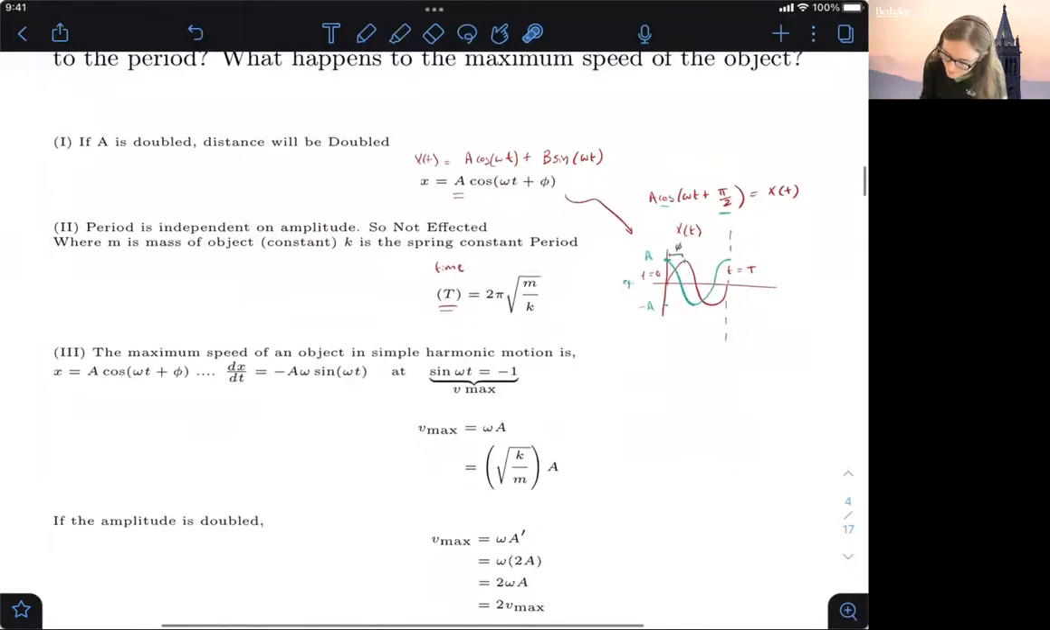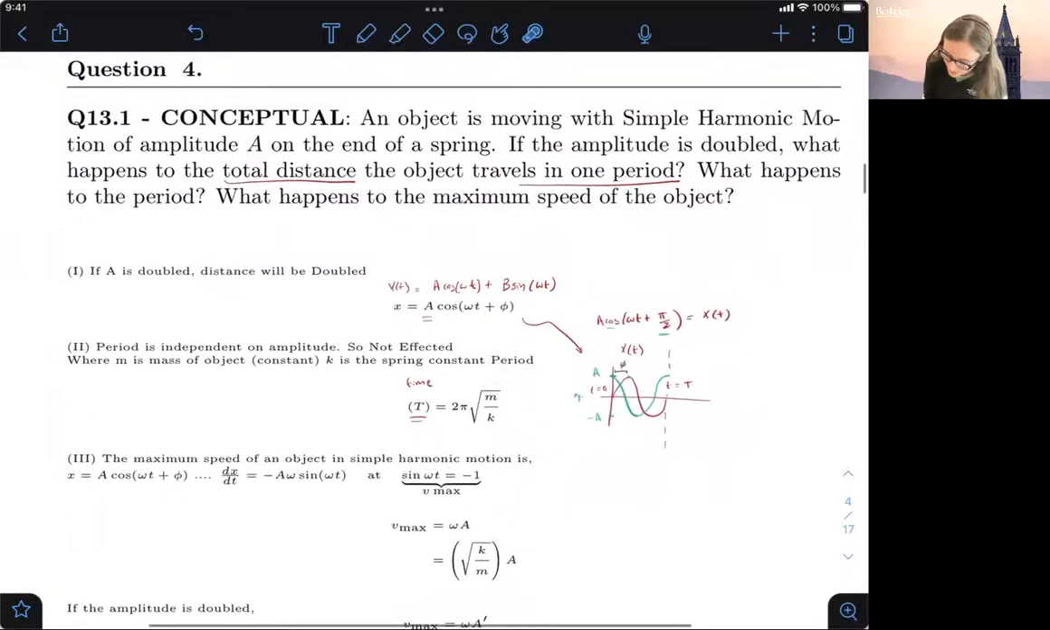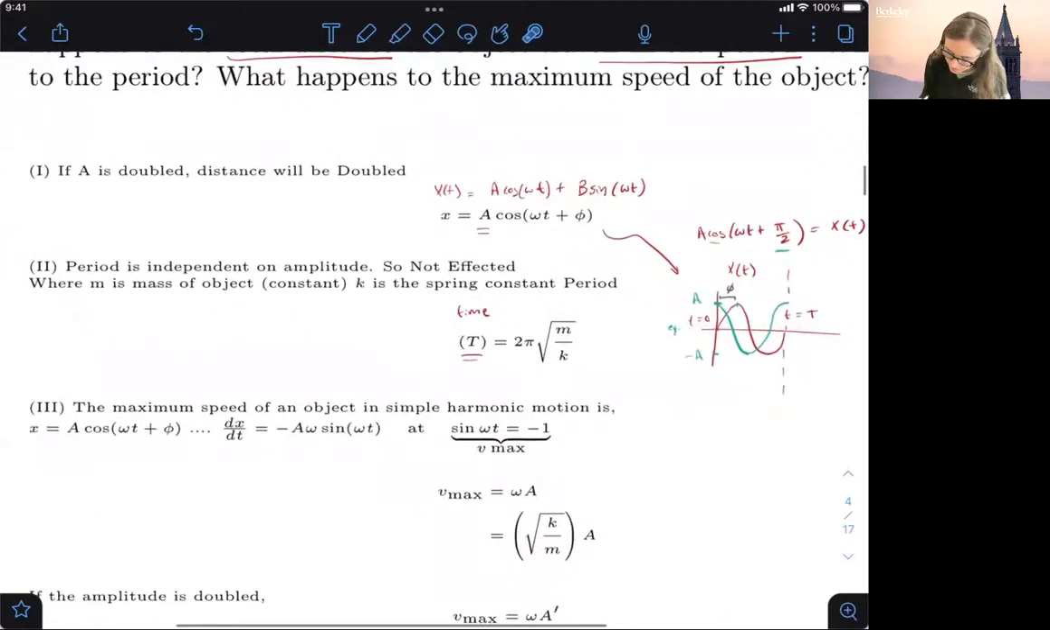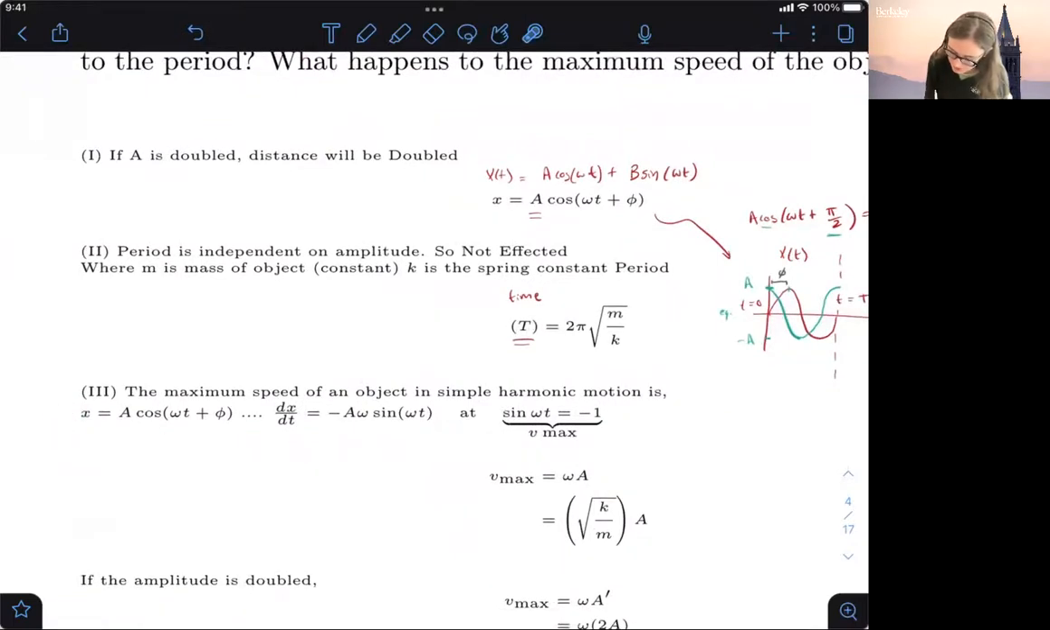Okay, what about the maximum speed of the object? What happens to the maximum speed if we double the amplitude? First of all, how do we get the maximum speed, or the magnitude of the maximum velocity? If we have an expression for distance, which we do here, and we take the derivative of that, we know the derivative of the distance with respect to time is velocity, from earlier in kinematics, early in the semester. So we're going to take this function and take our derivative.